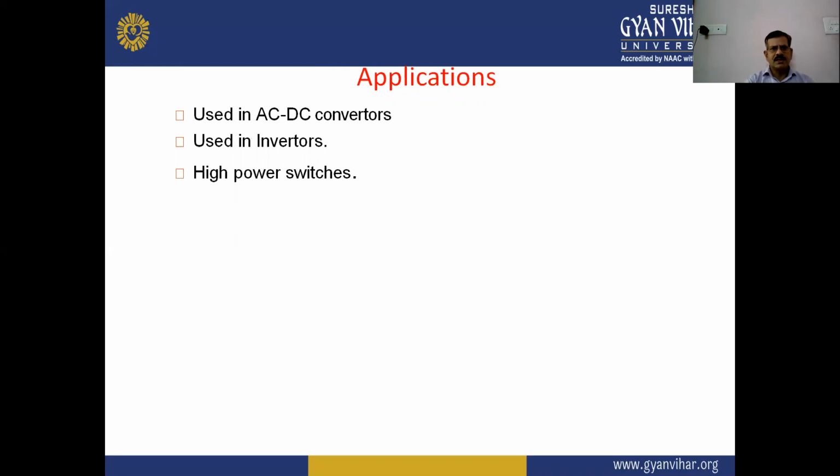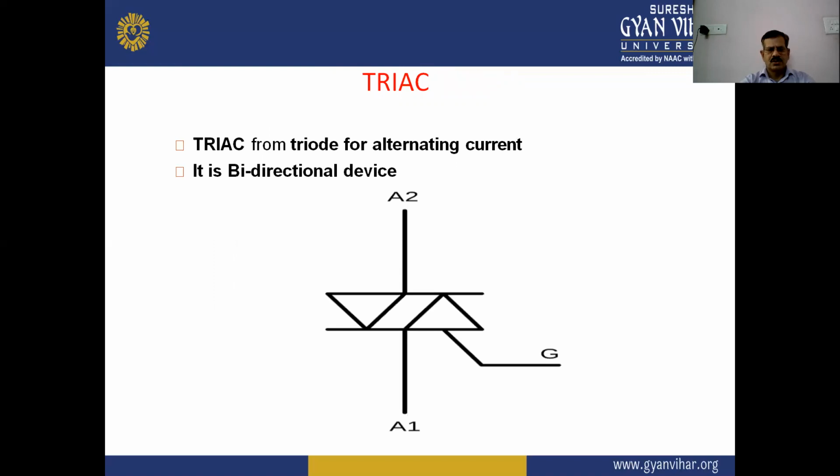And what are the applications of the thyristor or SCR? SCR is used in AC to DC converters, or to convert AC to DC, and used in inverters also, and application also in high power switching devices. So these are some applications of the SCR or thyristor.